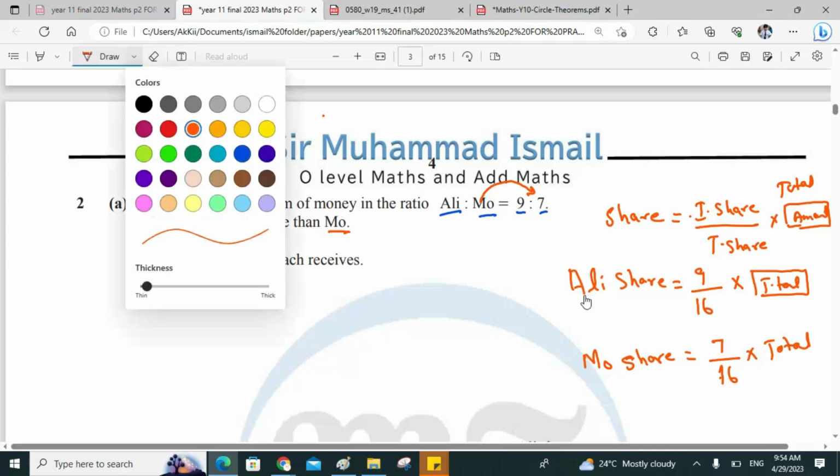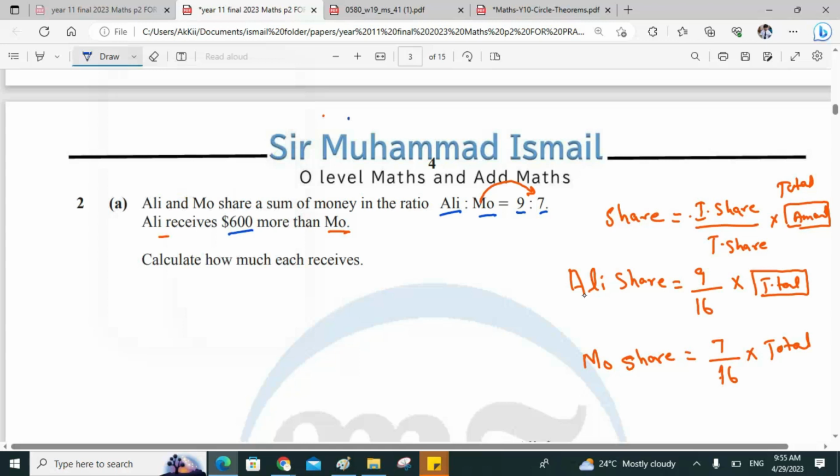Look, Ali receives $600 more than Mo. So what does Ali receive? Ali's share will be this much. For example, if I take the total amount to be equal to X, then Ali's share will be 9 upon 16 multiplied by X. This will be Ali's share.